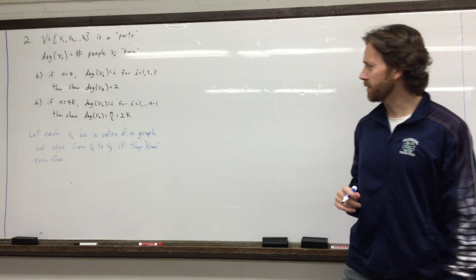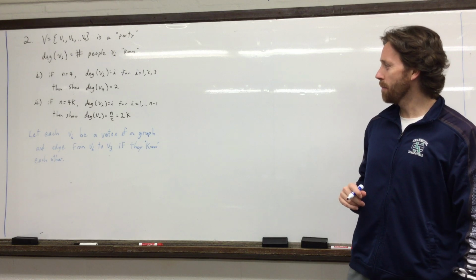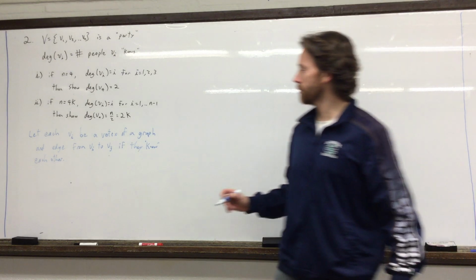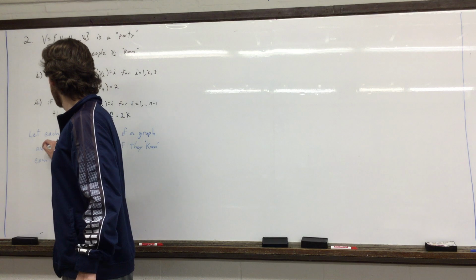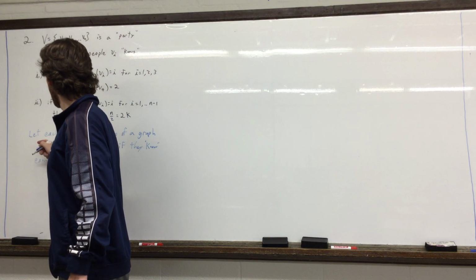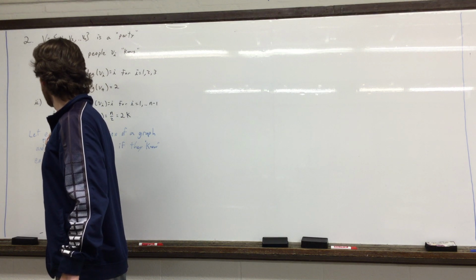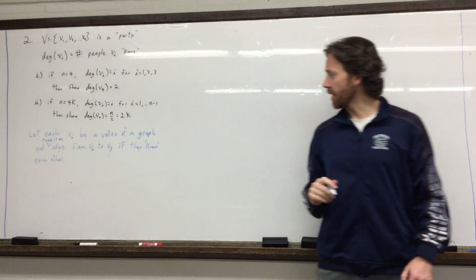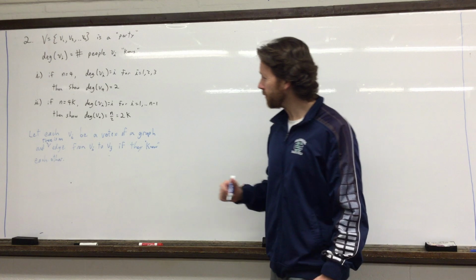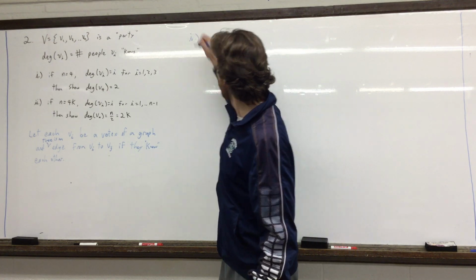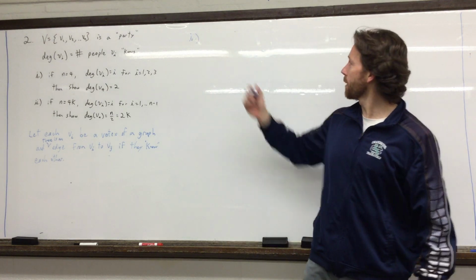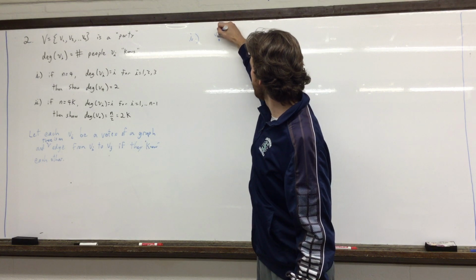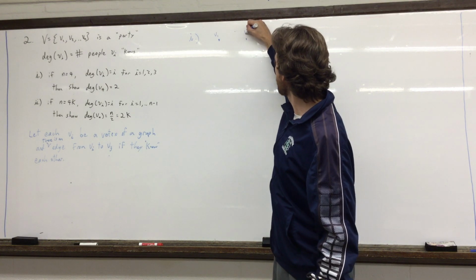So I'll just say that. Let each Vi be a vertex of a graph, and there is an edge from Vi to Vj if they know each other. Okay, so in case 1, it's pretty easy. We only have 4 vertices on the graph.